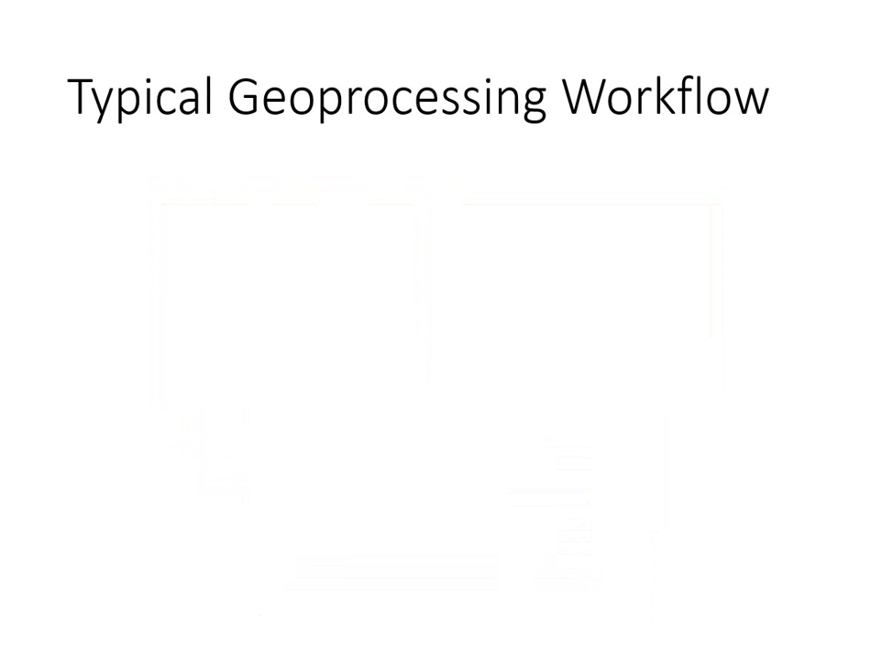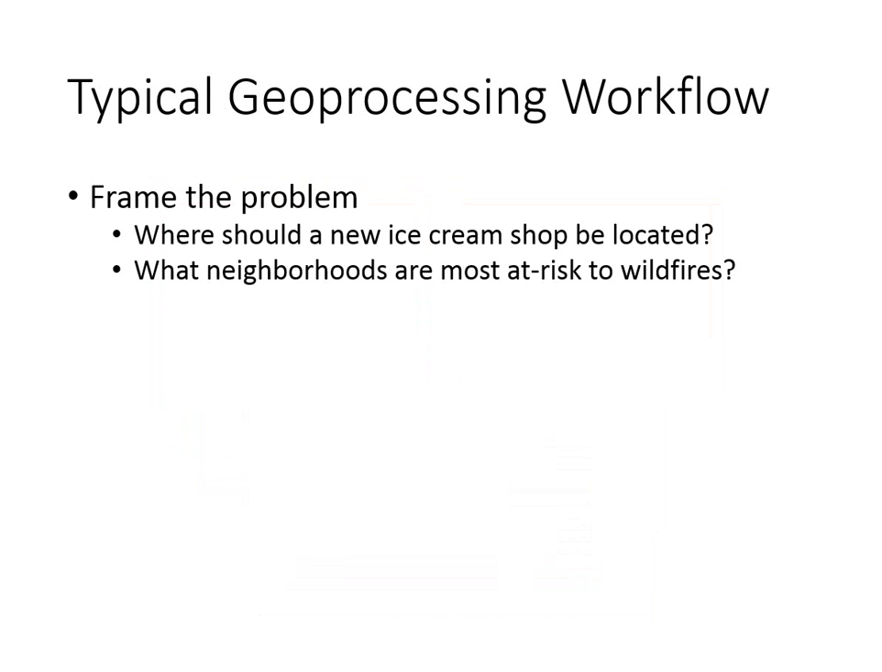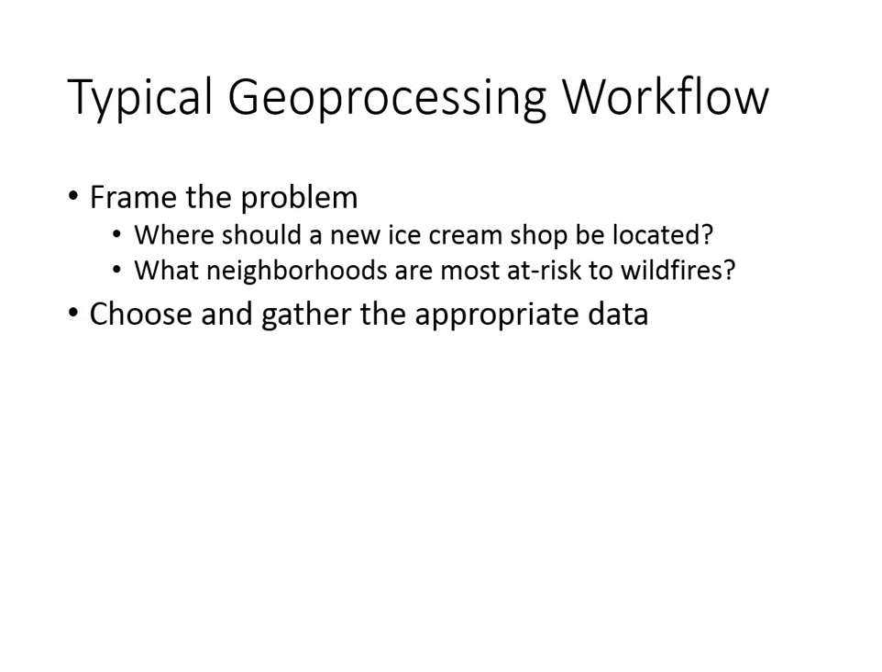So a typical geoprocessing workflow: first you've got to frame the problem. What is it you're interested in? So maybe you want to open up a new ice cream shop and you're trying to figure out the best location to put it. This is a business sense. So business people love GIS. It helps them make money. Or what neighborhoods are most at risk to wildfires? So in chapters 18 and 19 in your book that you'll work through, it's talking about Portland and some wildfire risk assessment and so on. Geoprocessing can help with this.